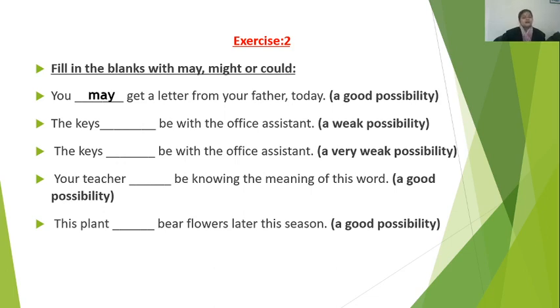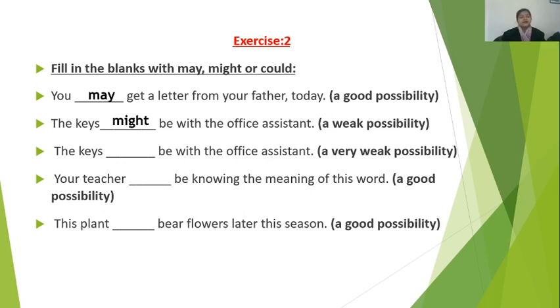Next sentence is "the keys ___ be with the office assistant," and it is a weak possibility. Weak means 80%. Which modal should I use here? May, might, or could? Might. So the keys might be with the office assistant means the speaker is 80% sure that the keys are with the office assistant only.